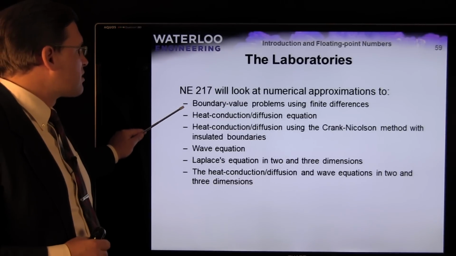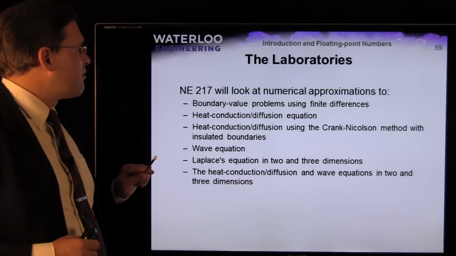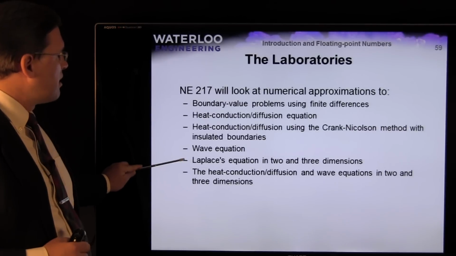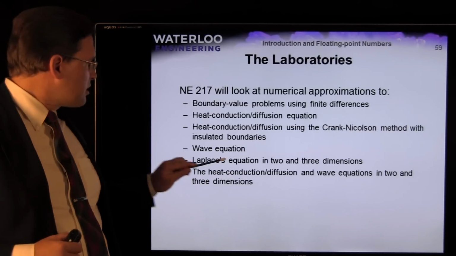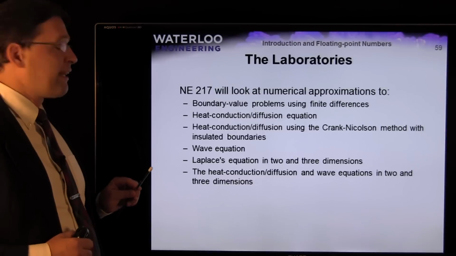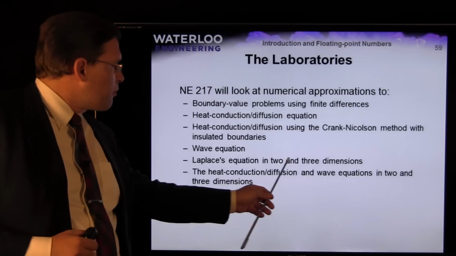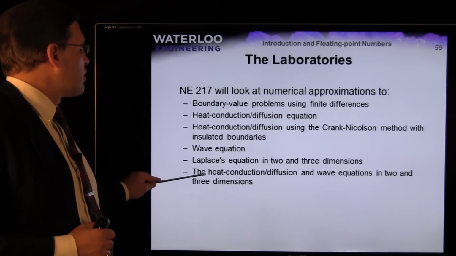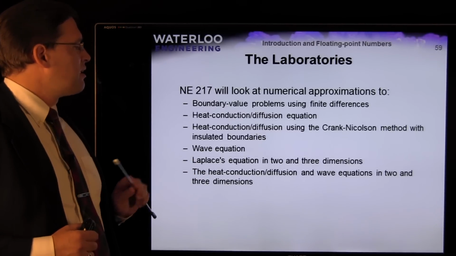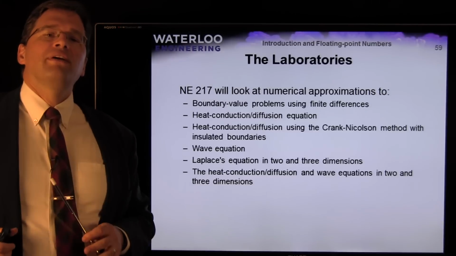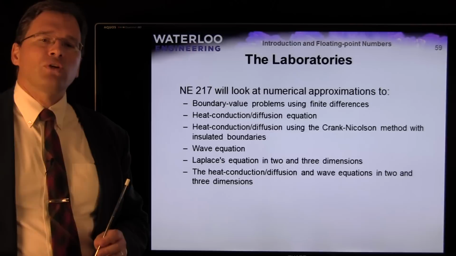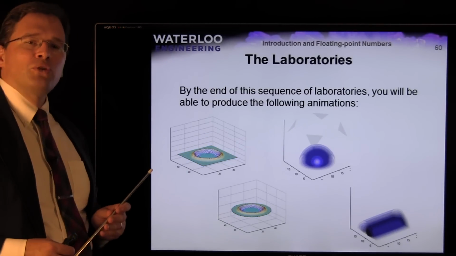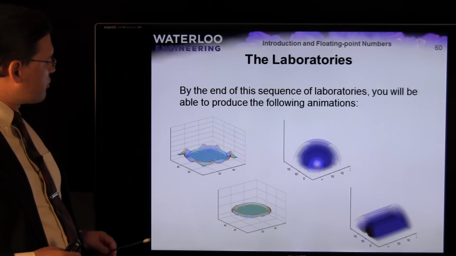We'll then look at the heat conduction diffusion equation using the Crank-Nicolson method, the wave equation, Laplace's equation in 2 and 3 dimensions. These were all done in 1 spatial dimension. Here we're now going to look at Laplace's equation in 2 and 3 spatial dimensions. And then we will look at the heat conduction diffusion and the wave equation, both in 2 and 3 spatial dimensions.